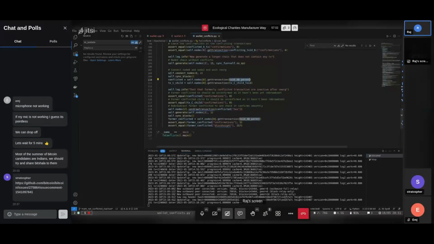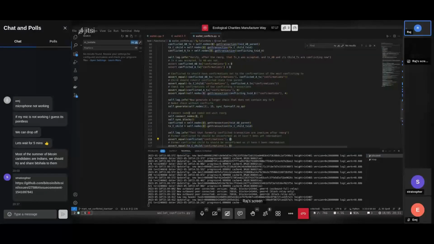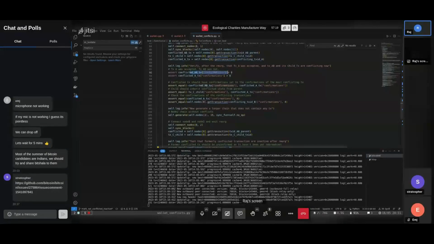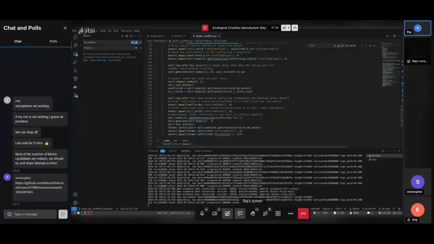So these names are very confusing. This is the transaction for AB parent, and the confirmation for AB parent now is 0. Previously, this was negative. This one was negative and this one was something like minus 15 or minus 8. Now, because of the reorg of node 2, this got 0.